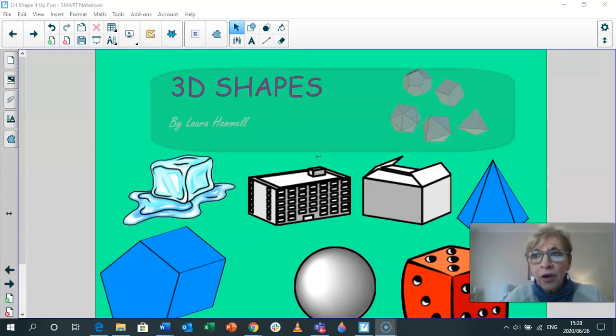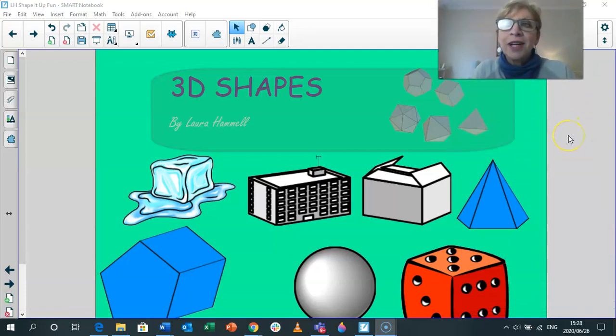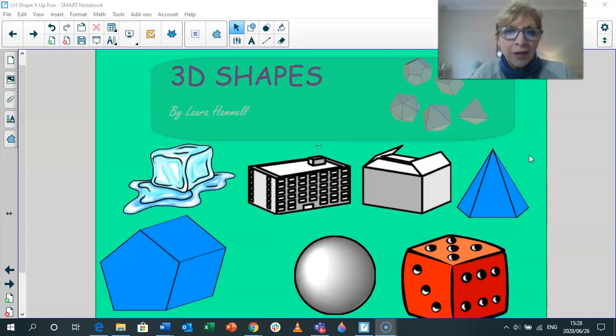Well, we're going to go on with 3D shapes, grade 3s, and we're going to go a little bit further than we've done before, and investigate a little bit more about what 3D shapes are all about.